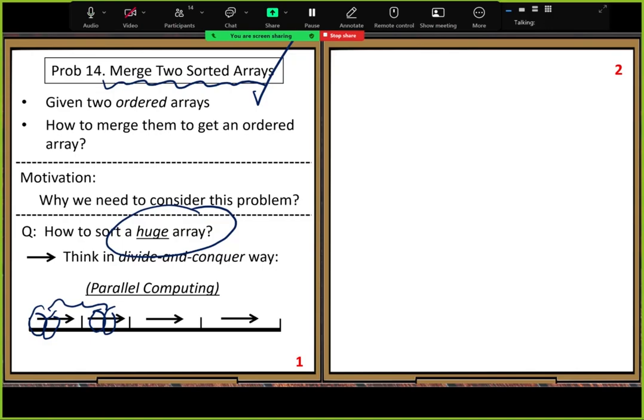When you merge, you do not need to load all your data into the main memory. You can load portion by portion, for each subarray, then you can get them ordered. The details, in C.2, we will study that.